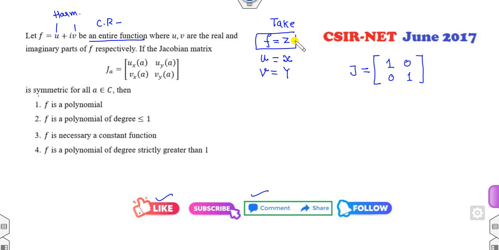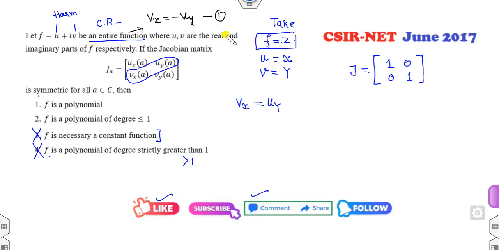F is a polynomial. It may be a polynomial of degree less than 1. F is necessarily a constant function, but it is not a constant function. F is a polynomial of degree strictly greater than 1, but that is not satisfied. Now look at the first and the second case. F is said to be an entire function and this function is symmetric. What does it mean? That means V of X must be equal to U of Y, but this is an entire function. That means V of X is minus U of Y.